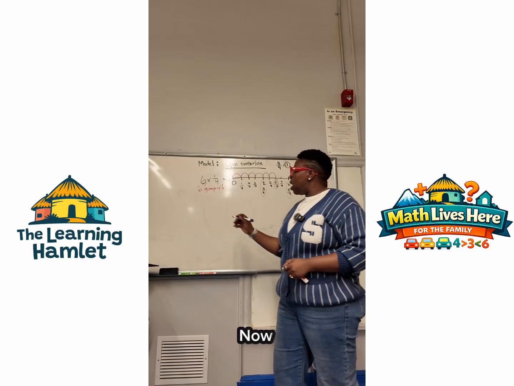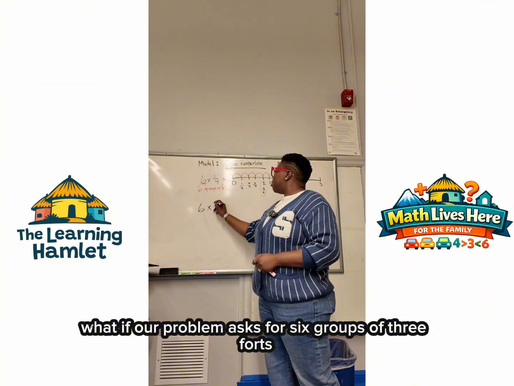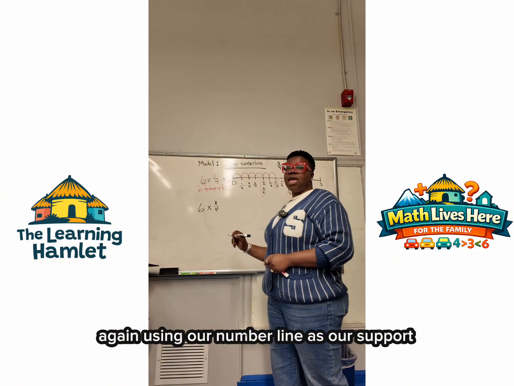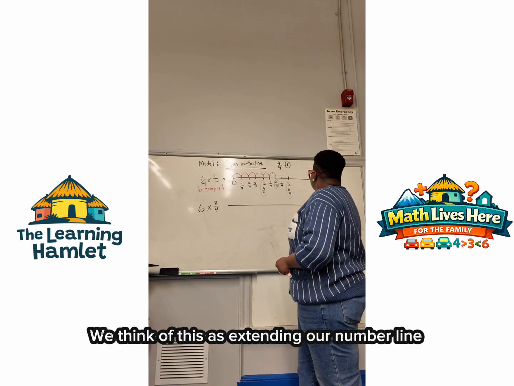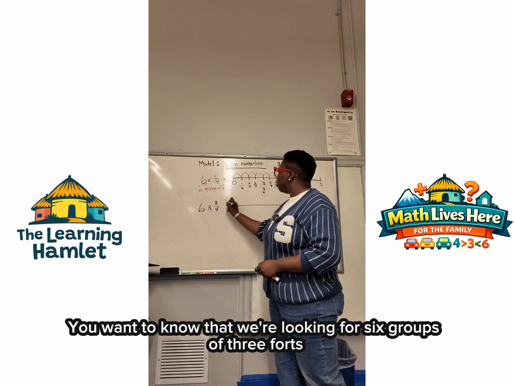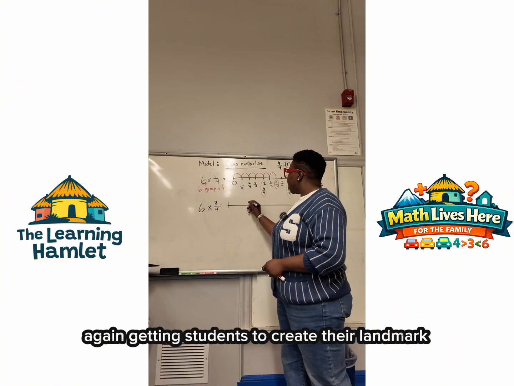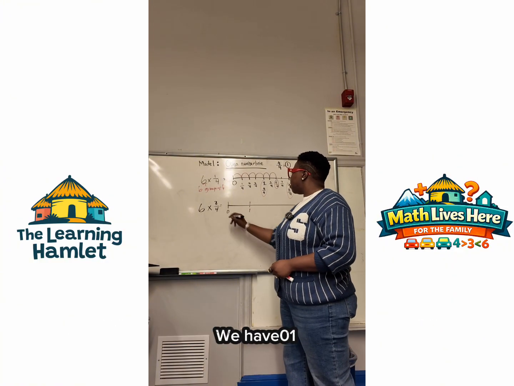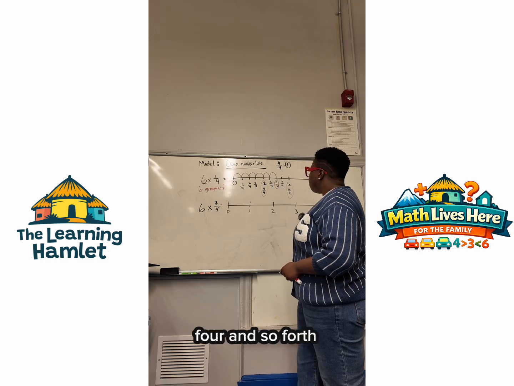Let's extend it a little now. What if our problem asks for 6 groups of 3/4? Again, using our number line as our support. We think of this as extending our number line. We want to know that we're looking for 6 groups of 3/4. Again, getting students to create their landmark. We have 0, 1, 2, 3, 4, and so forth.